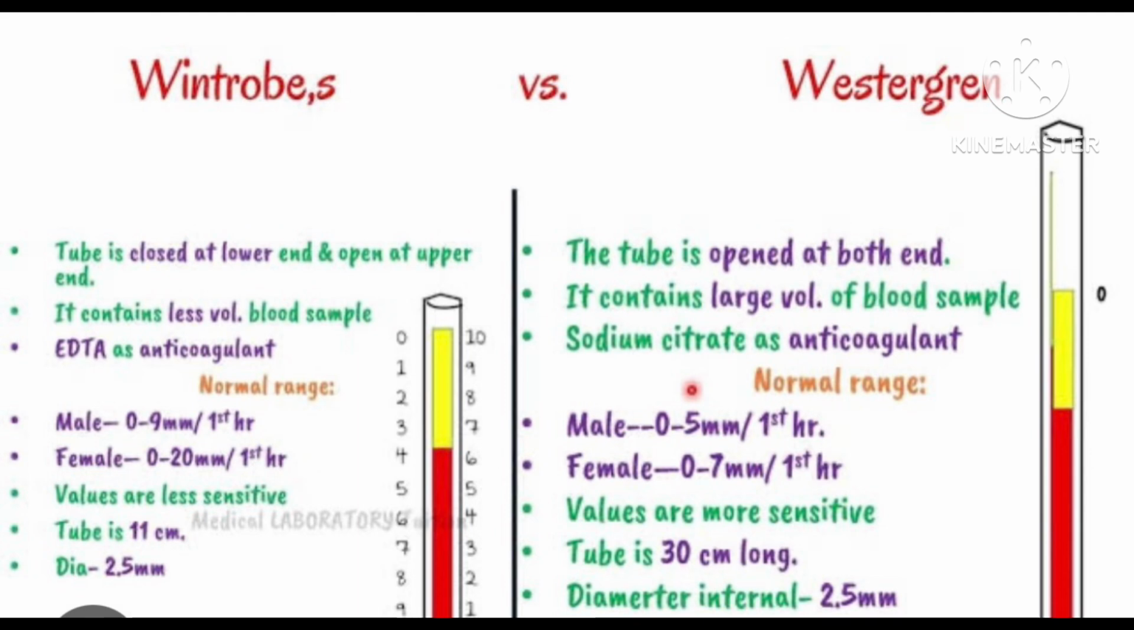In Wintrobe's method, the tube is closed at the lower end and open at the upper end, while in the Westergren method, the tube is open at both ends. Wintrobe's contains less volume of blood and Westergren contains more volume of blood. In Wintrobe's method, EDTA is used as an anticoagulant, while in Westergren, sodium citrate is used. The Wintrobe tube is 11 cm long and its diameter is 2.5 mm, while the Westergren tube is 30 cm long and its diameter is 2.5 mm. The Westergren method is the reference method for calculation of ESR.